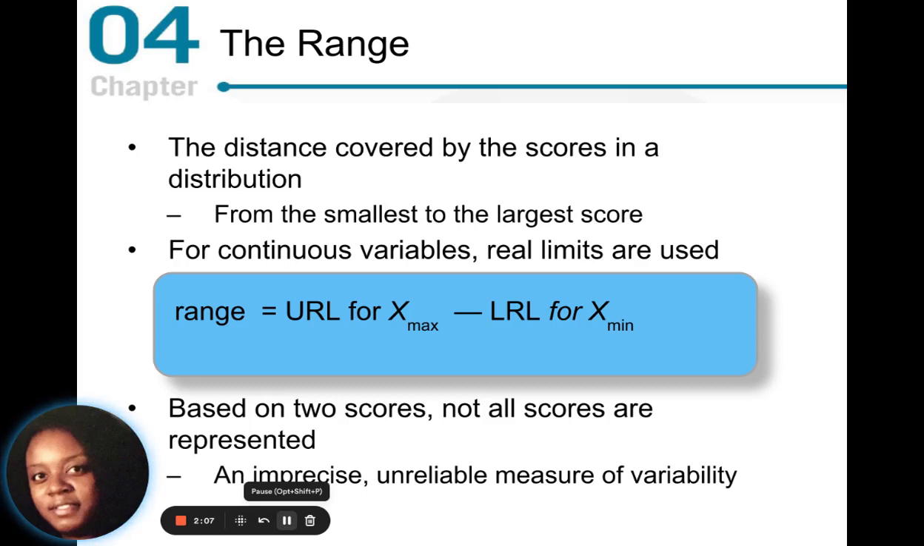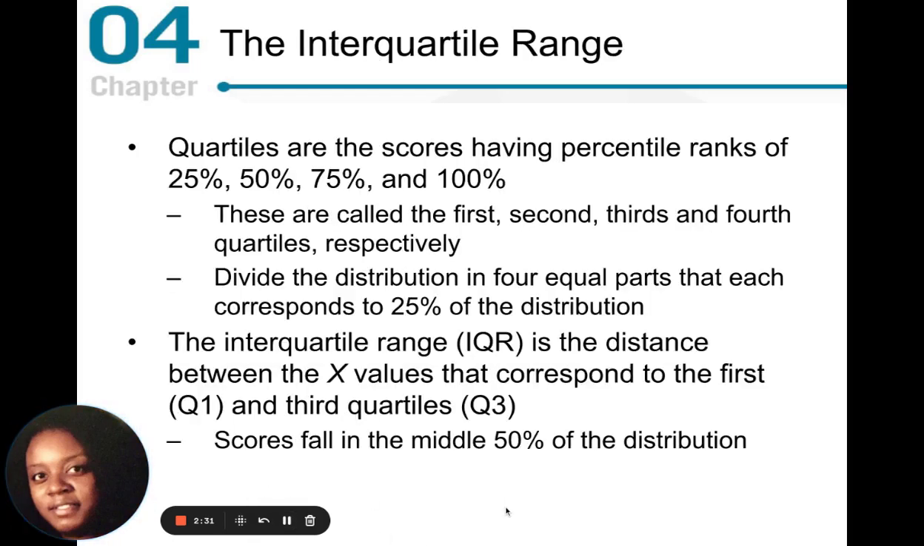So when we have discrete variables, the range is going to be described basically as the maximum score in the distribution minus the minimum score in the distribution. So it's always going to be based on 2 scores, not every score in the distribution. And because of that, it can be imprecise, it can be an unreliable measure of variability.